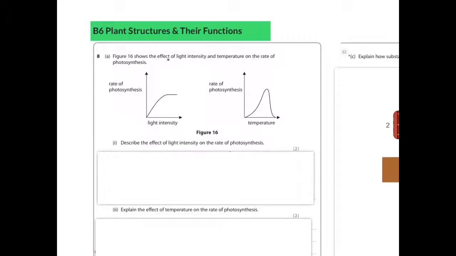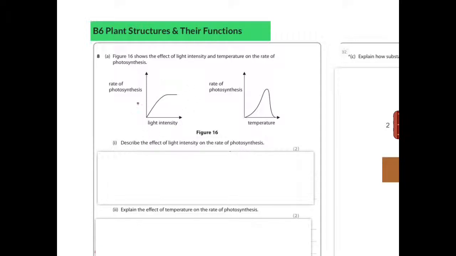Figure 16 shows the effect of light intensity and temperature on the rate of photosynthesis. Describe the effect of light intensity on the rate of photosynthesis. So you can see, light intensity is one of the simplest things to describe. As light intensity increases, the rate of photosynthesis increases and then levels off. Don't overcomplicate it, it's for 2 marks.